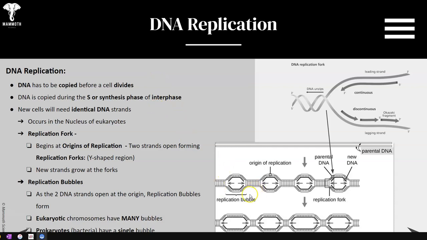And what happens first? You have this replication fork formed by a replication bubble. So at several points along your DNA, you'll have these bubbles that open up, and where replication actually begins is called the replication fork. 2 strands open, forming these forks, these Y-shaped regions. Here's another example right here. New strands grow at these forks. Notice the directionality though. One grows in toward the fork, the other strand grows away from the fork. As 2 DNA strands open up at the origin, these bubbles form. Eukaryotic organisms have many bubbles, whereas prokaryotes, bacterial cells, only have a single bubble.